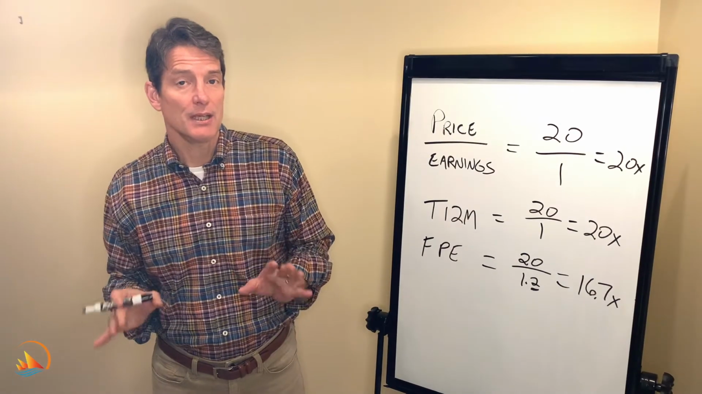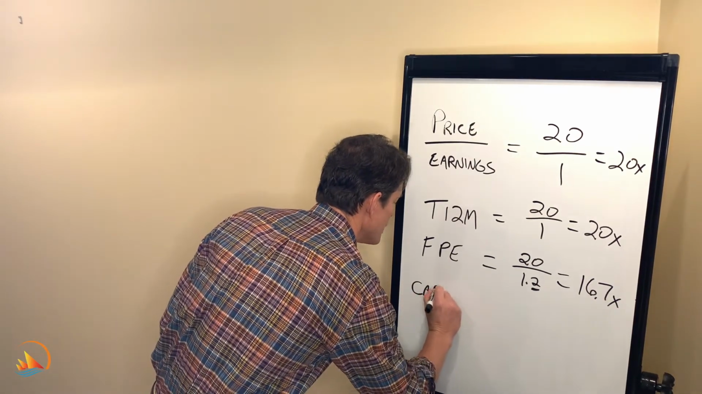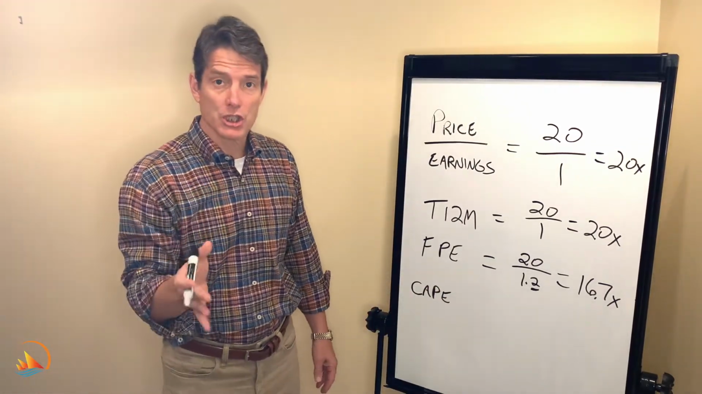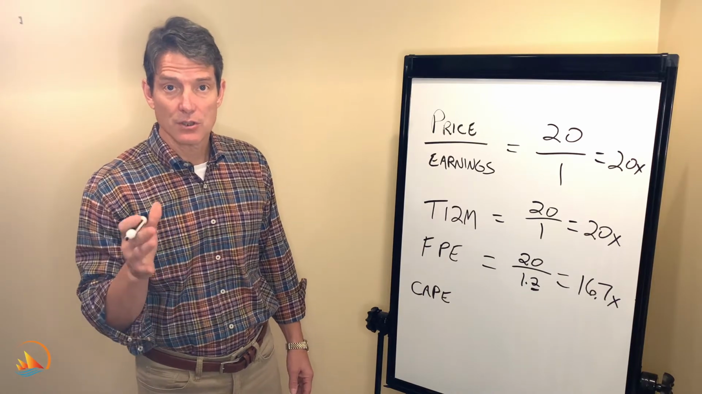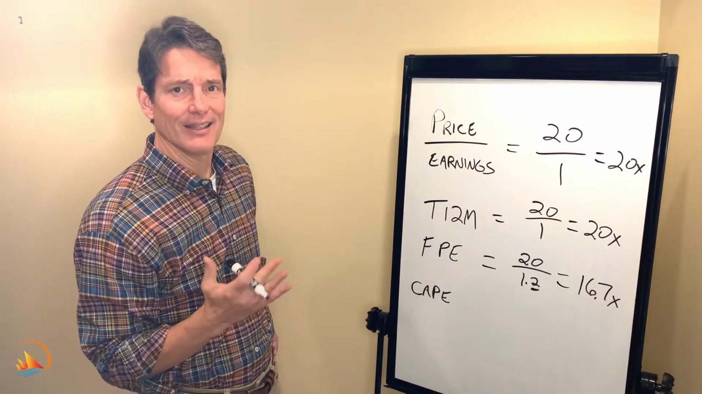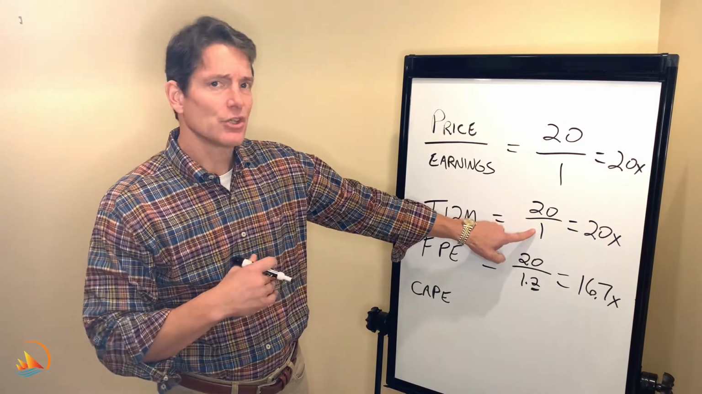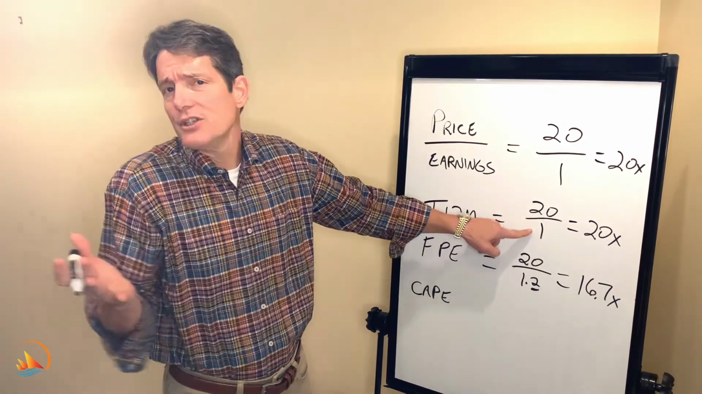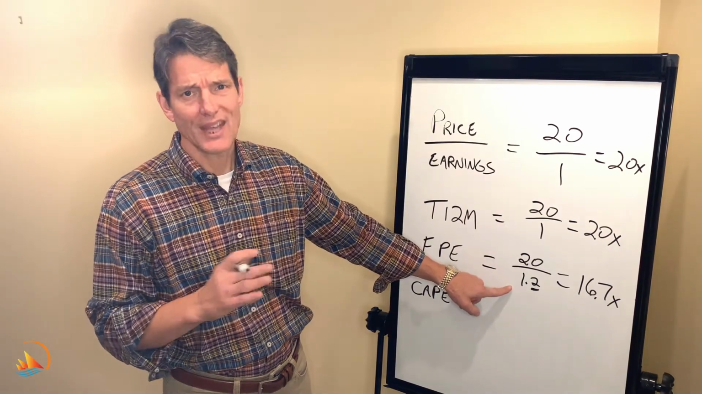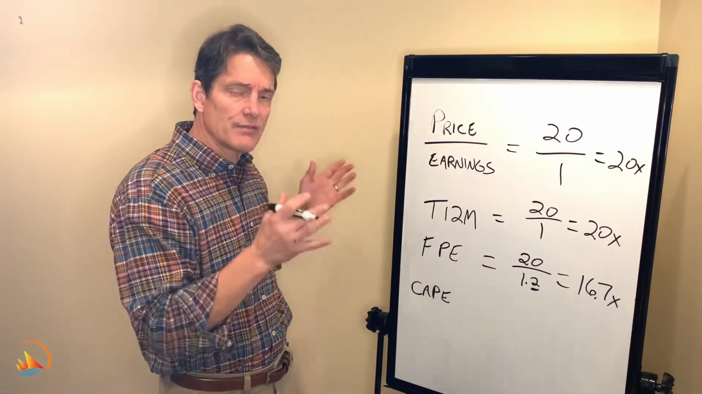There is one last PE that gets quoted a lot, and that is what's called the cyclically adjusted PE, or CAPE. And this was invented by a guy named Robert Shiller at Yale University, so it's also called the Shiller PE. And Shiller looked at these and he said, well, wait a minute, I don't like this, because this trailing 1 year earnings, I mean, it might have been a particularly great year or a particularly bad year. What does 1 year's earnings tell me? And next year's earnings, hey, analysts are wrong about that all the time.